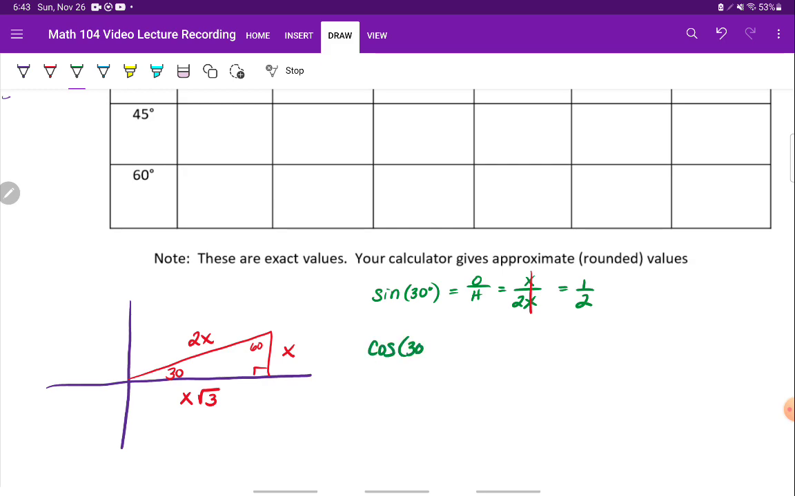Cosine of 30 degrees, well, that's going to be our adjacent side divided by our hypotenuse. From the 30 degree, right, x square root of 3 is our adjacent side, and 2x is our hypotenuse. Once again, we'll simplify, and these x's cancel out, leaving us with square root of 3 over 2.